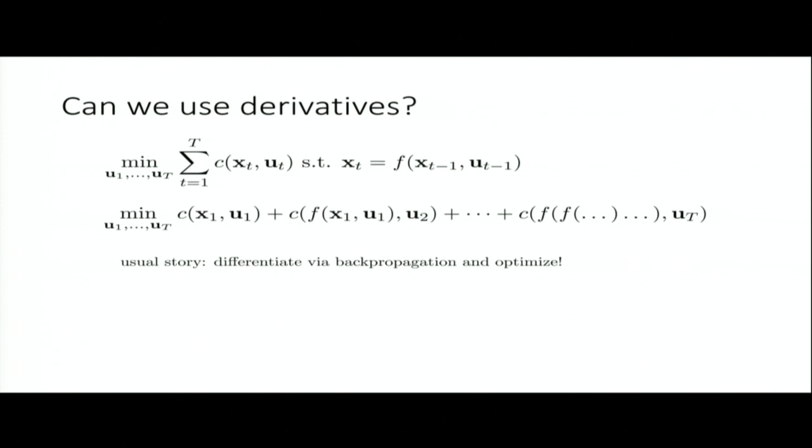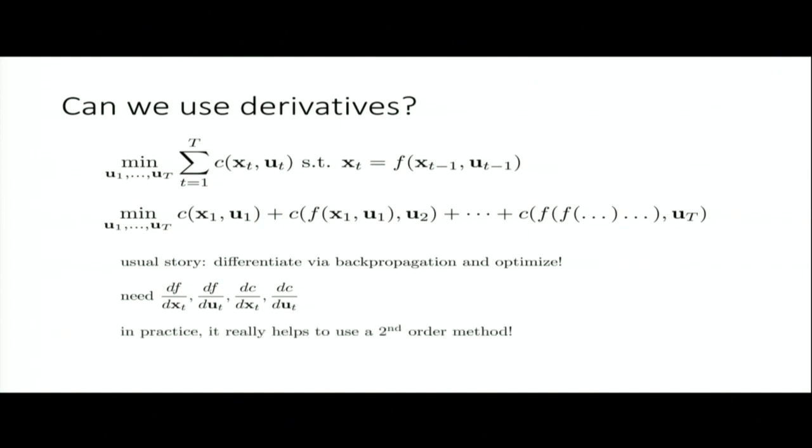So if you want to do backpropagation, just like we do with neural nets, the thing that we need is derivatives. Specifically, the derivatives that we need are the derivative of f with respect to x, the derivative of f with respect to u, the derivative of the cost with respect to x, and the derivative of the cost with respect to u. If we have these derivatives, then we just apply the chain rule gratuitously over all the time steps, and we can compute the derivative of the full objective with respect to each of the actions.